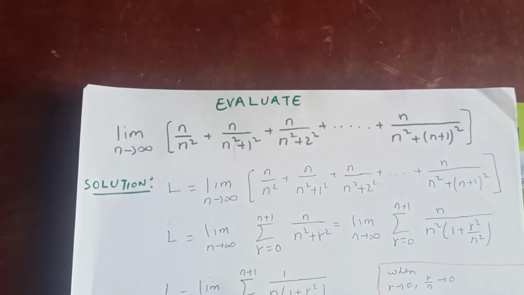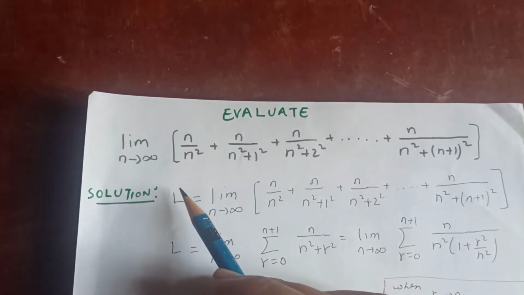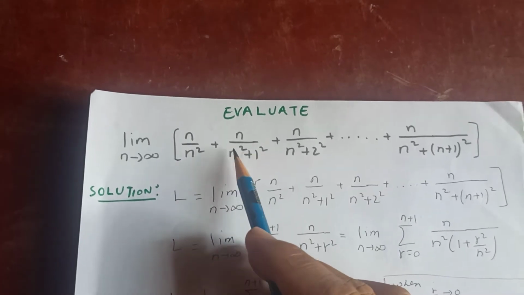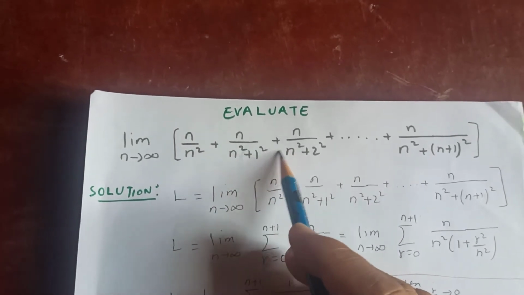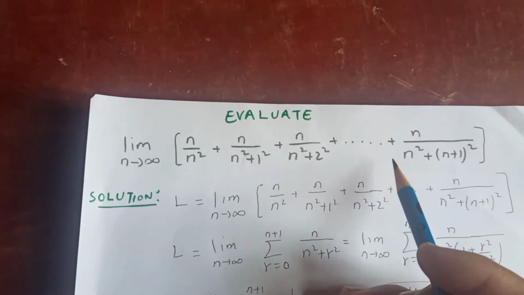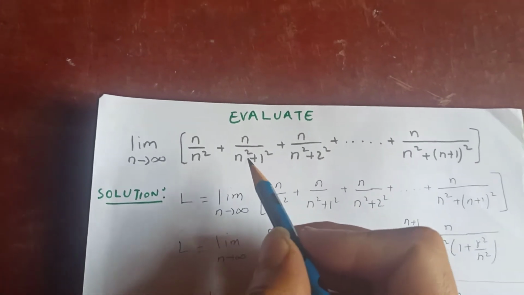Let's try to evaluate one limit. The limit as n tends to infinity of n over (n square plus 0 square), plus n over (n square plus 1 square), plus n over (n square plus 2 square), and so on, plus n over (n square plus (n plus 1) square). Here you can write it in here.